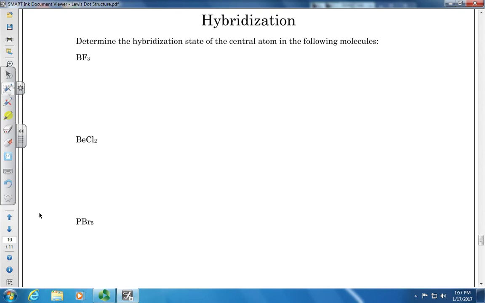At hybridization. Specifically, we're going to be determining the hybridization state of the central atom in the following molecules. And then later on, we'll get into a little bit more detail about how to represent those hybridized states. So let's start with the first one. It's boron trifluoride, which if you were to draw it, it would look like that.